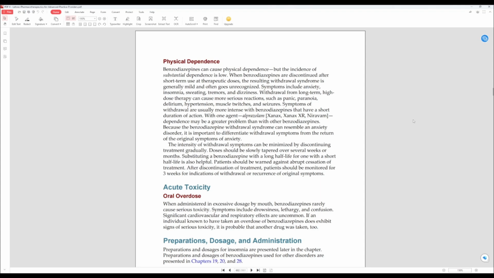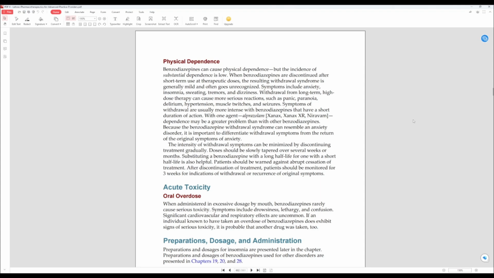Symptoms of withdrawal are usually more intense with benzodiazepines that have a short duration of action. With one agent, alprazolam, also known as Xanax, dependence may be a greater problem than with other benzodiazepines. Because the benzodiazepine withdrawal syndrome can resemble an anxiety disorder, it is important to differentiate withdrawal symptoms from the return of the original symptoms of anxiety.